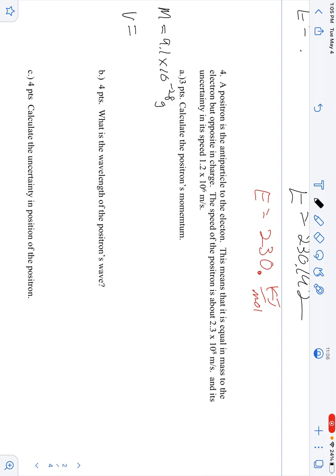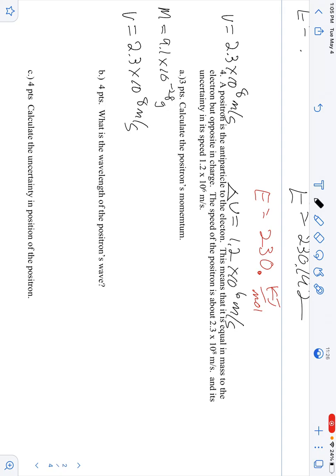I know the velocity. The velocity is 2.3 times 10 to the 8th meters per second. Now, do not confuse the velocity with the uncertainty in velocity. Okay? So just like if I am going 80 miles an hour and I slow down to 60, my velocity would be 60 miles an hour, but my uncertainty would be 20 because I just slowed down by 20 miles an hour. So your delta, your change, is not the same as the actual velocity.